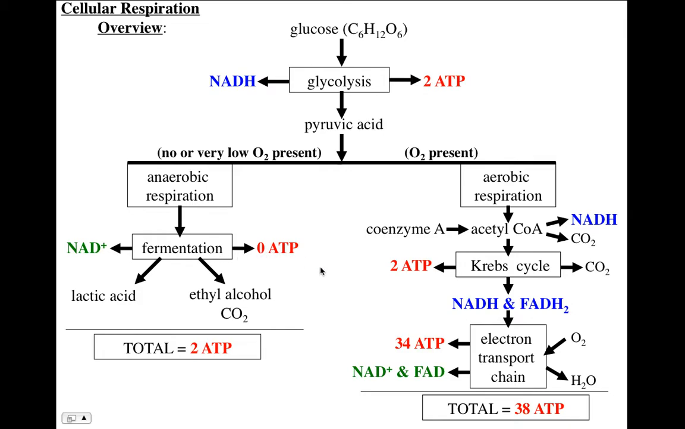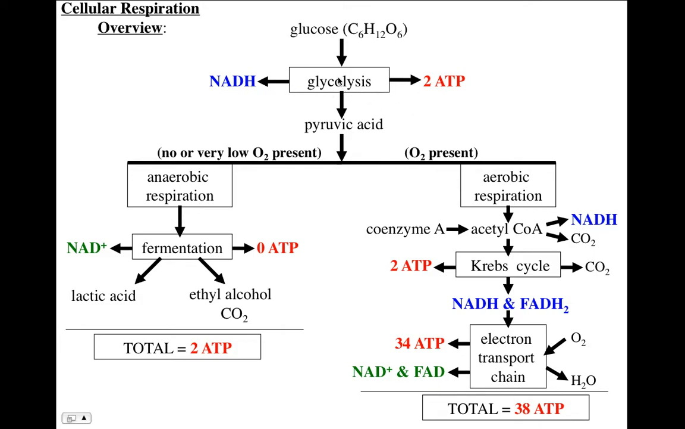Let's do an overview of the entire process. The fuel of this process is glucose. Glucose is oxidized and broken down during glycolysis, and pyruvic acid is formed. During glycolysis, NADH is formed, and also 2 ATP are formed.